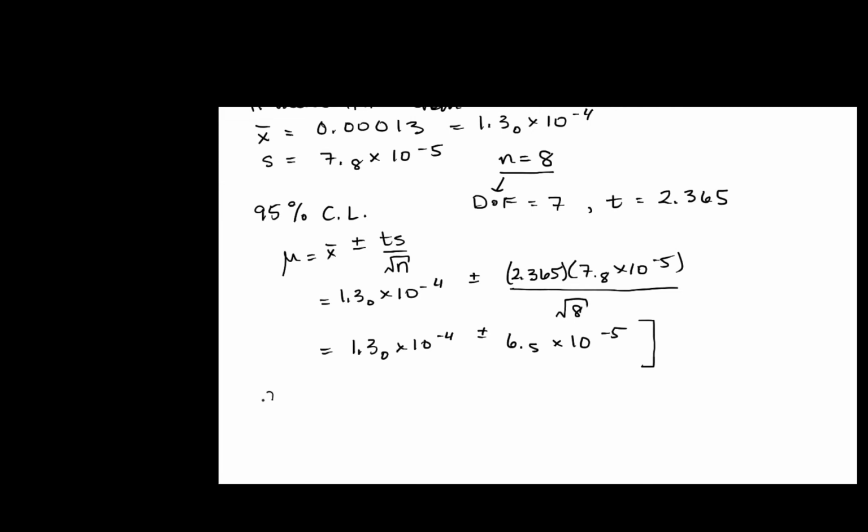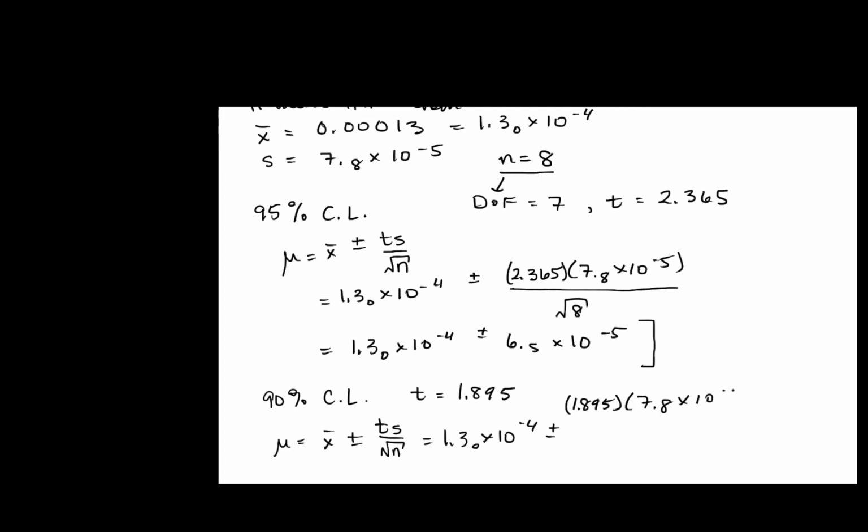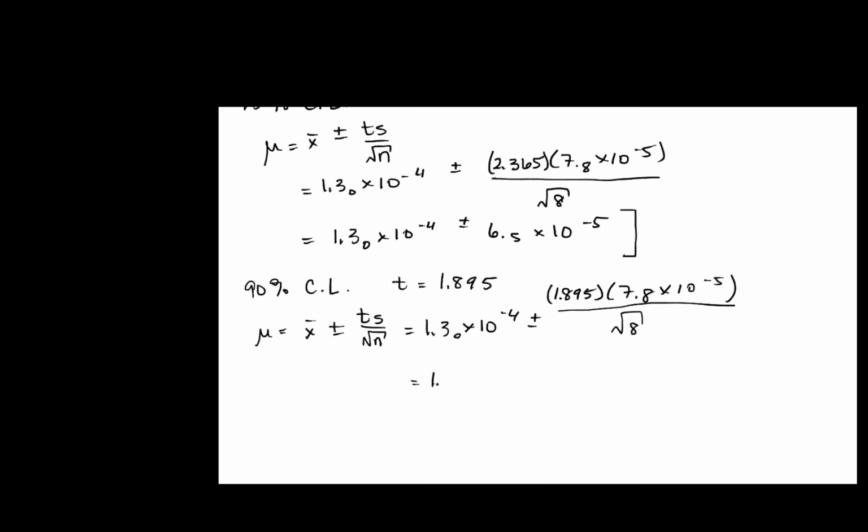One thing to notice is that if we choose a different confidence level, so for example a 90% confidence level, we're going to use t is equal to 1.895 instead of 2.365. So when we calculate our confidence interval for this particular t-value, we have the same mean, of course. So we'll have 1.30 times 10 to the minus 4 plus or minus 1.895 times 7.8 times 10 to the minus 5. So this is mostly the same except for that t-value. And what you'll notice here is that our interval is a little bit narrower.